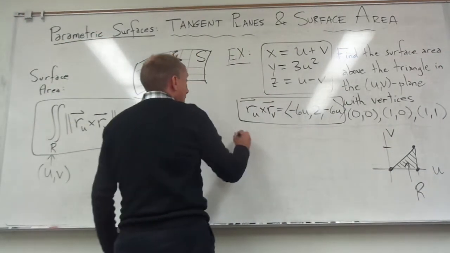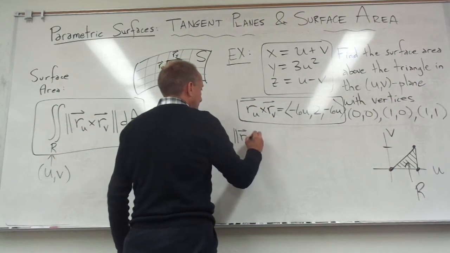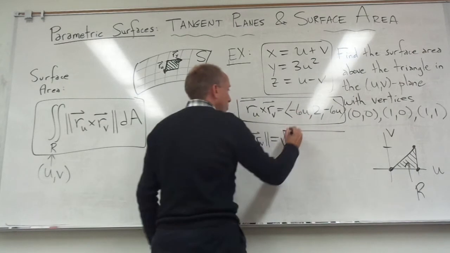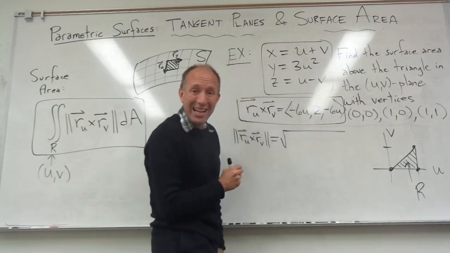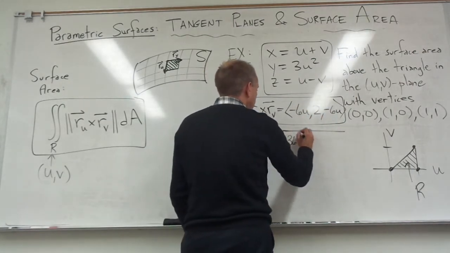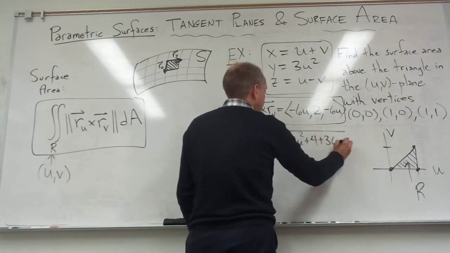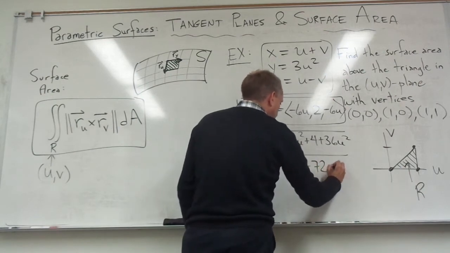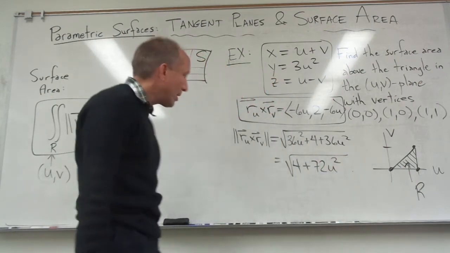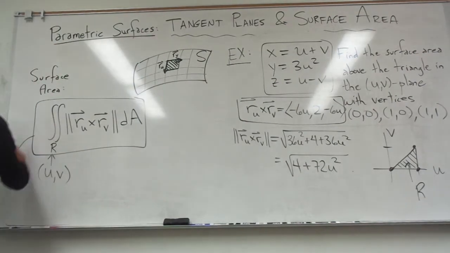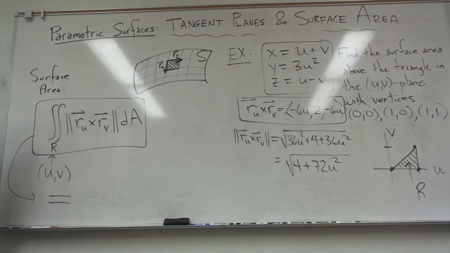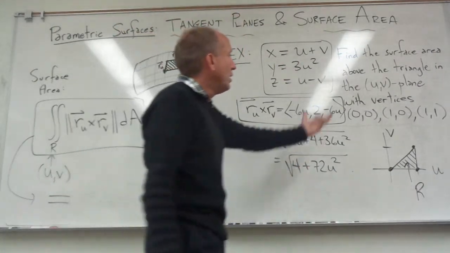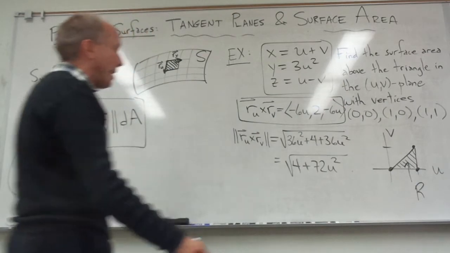So if we take the magnitude of that right now, we're going to need the magnitude of that when we use this formula. Well, it's going to be the square root of the sums of the squares of the slopes, right? So 36u squared plus 4 plus 36u squared, or in other words, it's the square root of 4 plus 72u squared. Okay, so we can come over here then and use this formula to figure out the surface area of this parametrically described surface above this rectangle in the parameter domain.